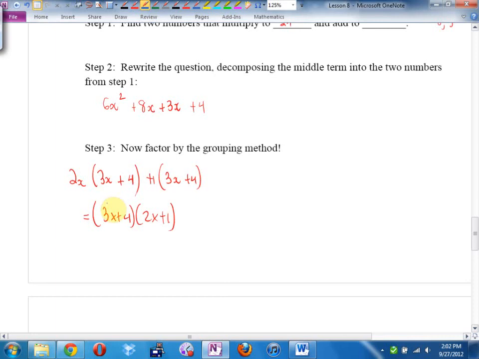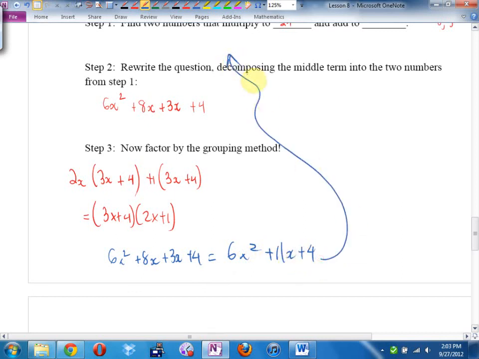So I'm going to quickly FOIL this out. I would get 6x squared, I would get 8x, 3x, 4. I would get 6x squared plus 11x plus 4. Is that the original question that we started out with way up there? We're right.